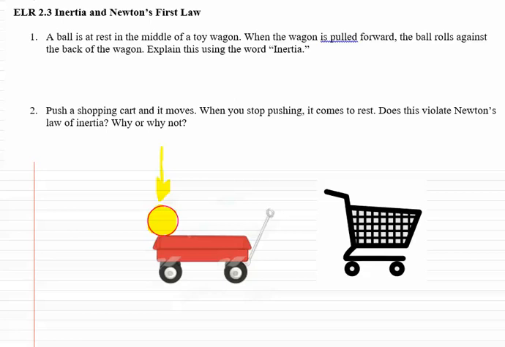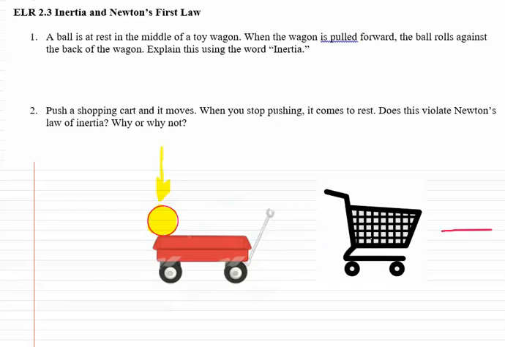For number 2, it says that a shopping cart, you push a shopping cart and it moves. When you stop pushing, it comes to rest. So for this one, we're going to jump ahead to the concept of free body diagrams, even though that's in a later ELR, but it's going to help to describe this with the inertia. So the idea is that this thing gets a push and moves forward, and an object in motion should stay in motion, so that when you remove this push, the question is, well, why does it then come to rest?